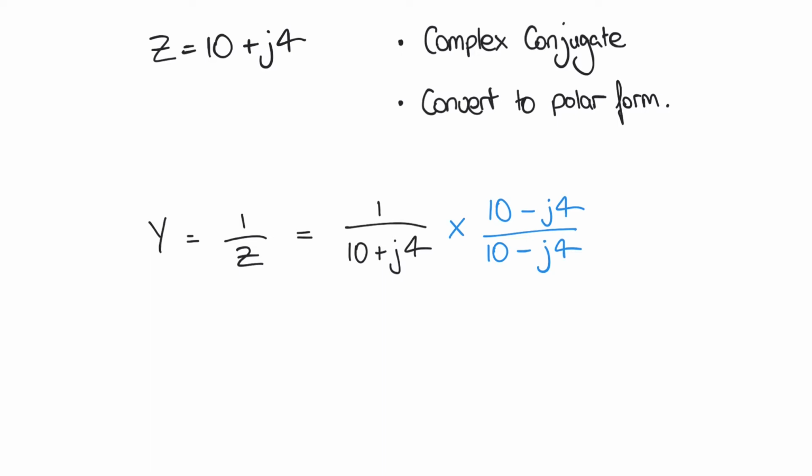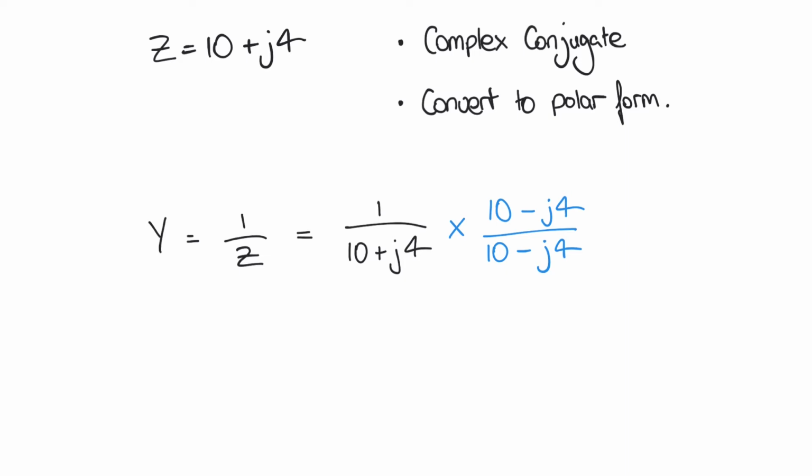We started off with saying that Y equals 1 over Z, in our case 1 over 10 plus j4. And all we're doing is we're multiplying by the conjugate top and bottom, 10 minus j4 over 10 minus j4. The reason we can get away with doing this, we're just multiplying by something strange here. The reason that we're doing this is because anything over itself is equal to 1.